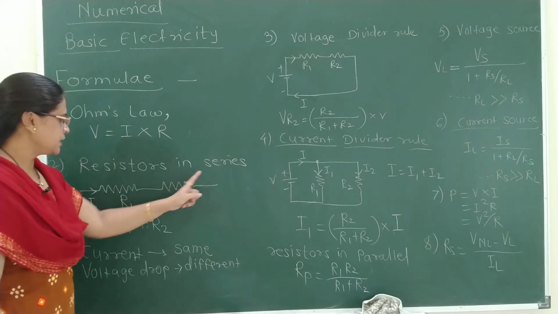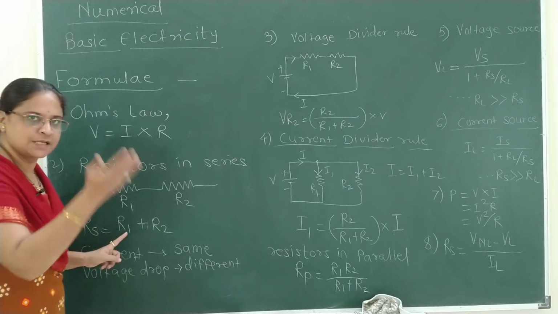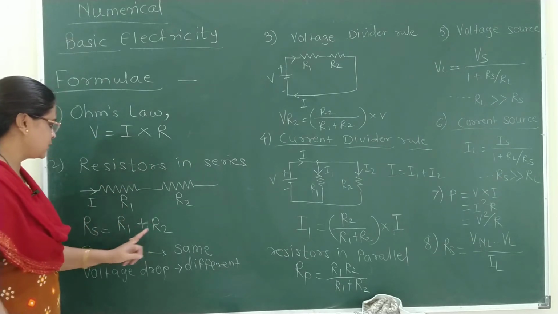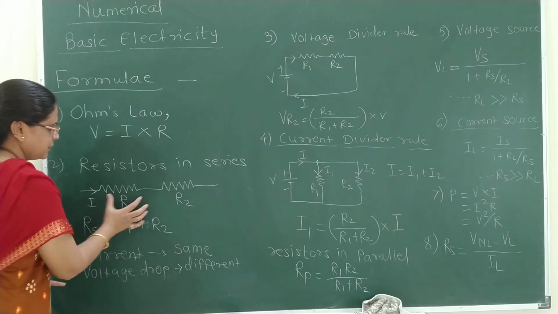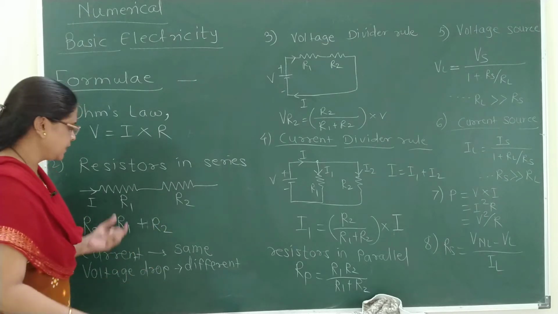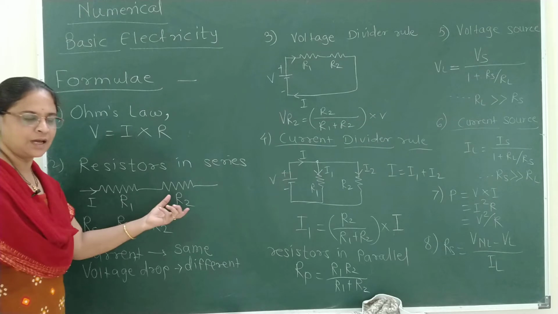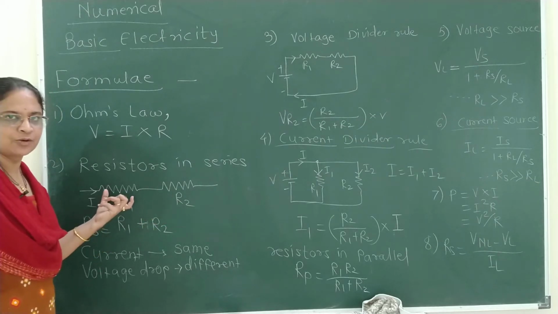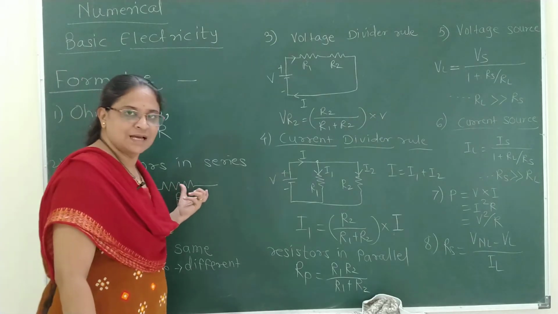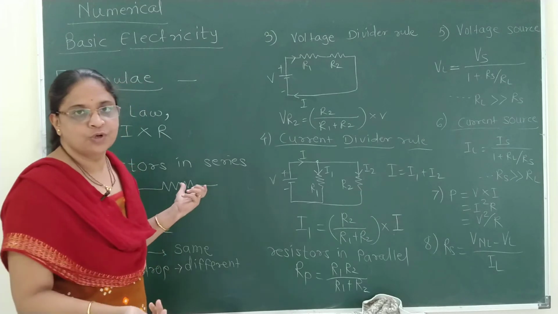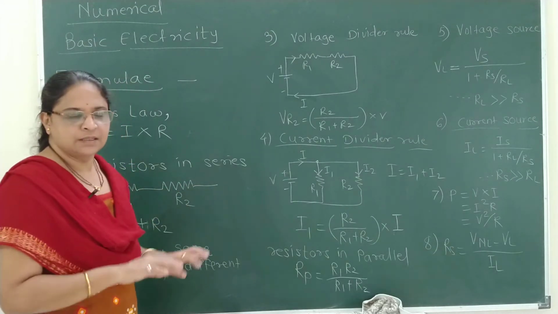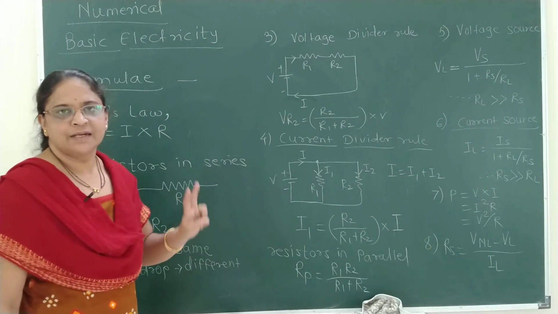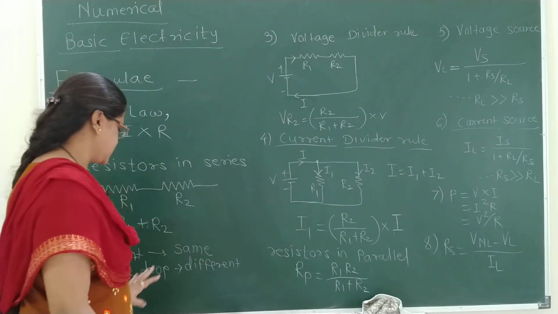If resistors are connected in series, total resistance increases. It becomes R1 plus R2. Then the current through each resistance remains the same, but the voltage drop will be different. If R1 value is larger than R2, more voltage will get dropped across R1. If R2 is larger than R1, then more voltage will get dropped across R2. If both are the same, then the voltage will get divided into two half parts.